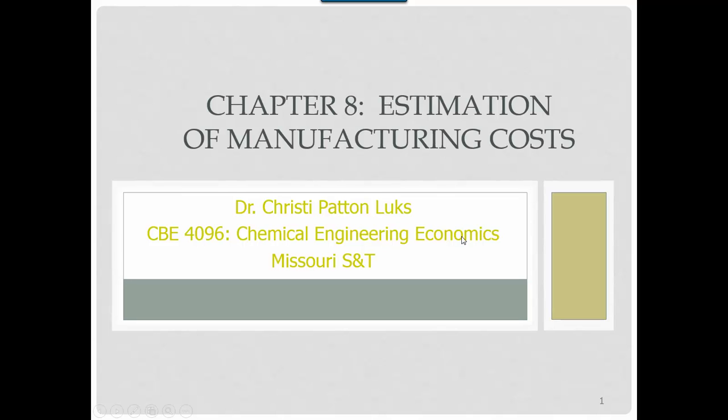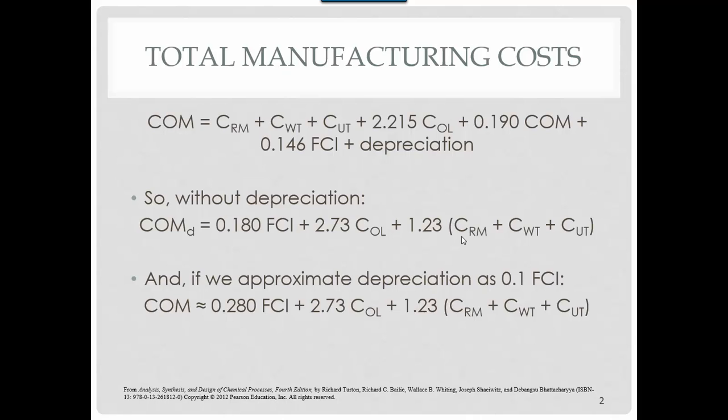In this video, we're going to be looking at an example on calculating utility costs. What we've been looking at is the total manufacturing cost that involves raw materials, waste treatment, utilities, operating labor, and the fixed capital investment, as well as depreciation, which we're going to delay our discussion of until the next chapter. And so we need to come up with estimates for all of these terms in the equation for the cost of manufacturing. And right now we're focusing on the cost of utilities.